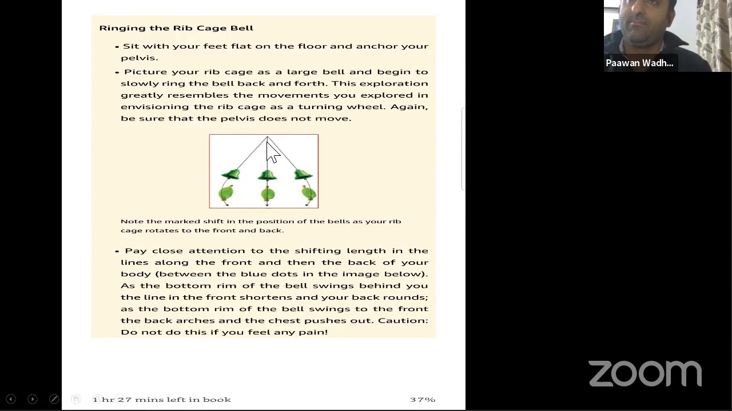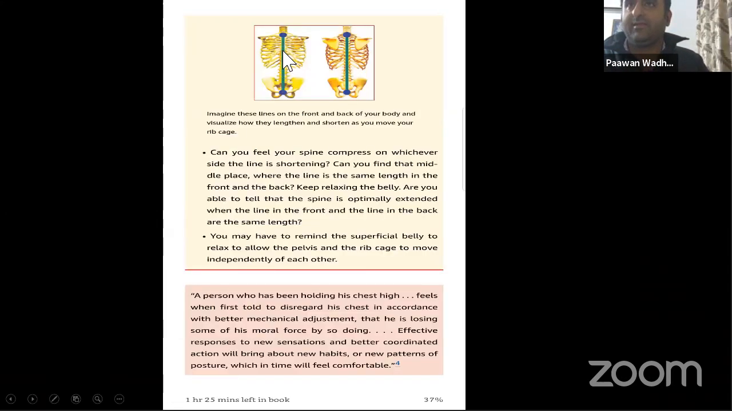If you have pushed too much backwards, back is compressed. If you have too much forward, again back is compressed. But if you're properly central, then only you can feel that back is not compressed, back is lengthened. Suppose this is your front line and this is your back line. Now imagine these lines on the front and the back of your body and visualize how they lengthen and shorten as you move your rib cage.